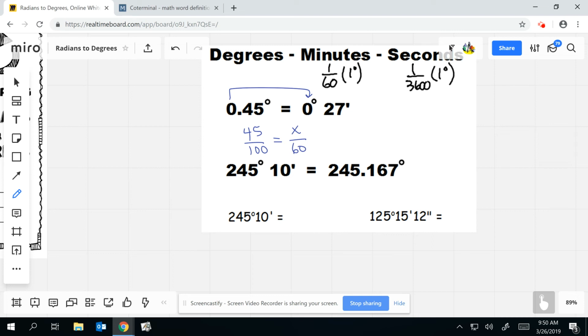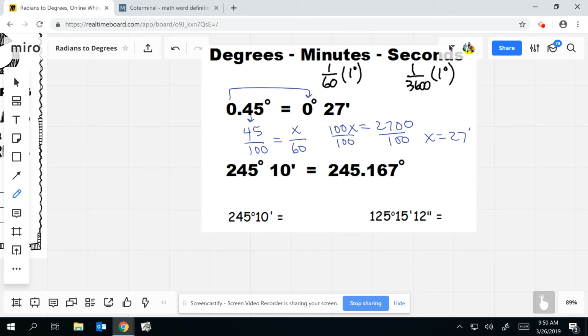That's what degrees are broken into. So if I've got 45 hundredths, which is what this fraction says, then how many out of 60 would that make? And you could just do your cross multiplying. Or you could reduce early if you want to, but you could just cross multiply. You'll get 100x equals 45 times 60, and that's 2,700. And if you divide both sides by 100, you get 27 minutes.